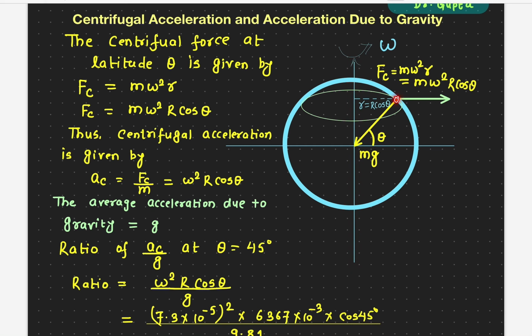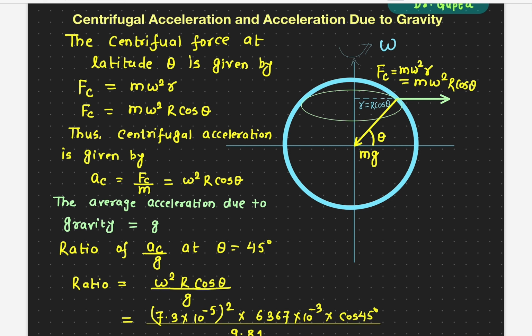And this point P moves in a circle, and the radius of this circle can be given by r cosine theta. If you look at this trigonometry, you can simply find it out. And as this point is moving in a circle, there would be a centrifugal force. The centrifugal force is given by this equation, m omega squared r, and r at this point would be r cosine theta. So that is the centrifugal force.